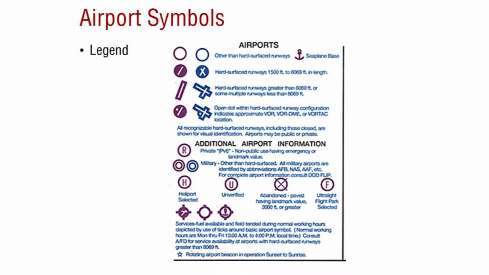Down a little bit farther, it's a hard surface runway configuration with also distance measuring equipment like a VOR, VHF Omnidirectional Range, or a VOR-DME or a VORTAC. A lot of those are navigational aids, and we'll be talking through those a little bit later in this course, and also how you can use them to determine where you're going to be flying with NOTAMs. If you keep going down a little bit farther, you have additional airport information. You've got military, you've got heliport, selected, unverified, abandoned, paved landmarks. All of that plays a vital role in how you can utilize this chart.